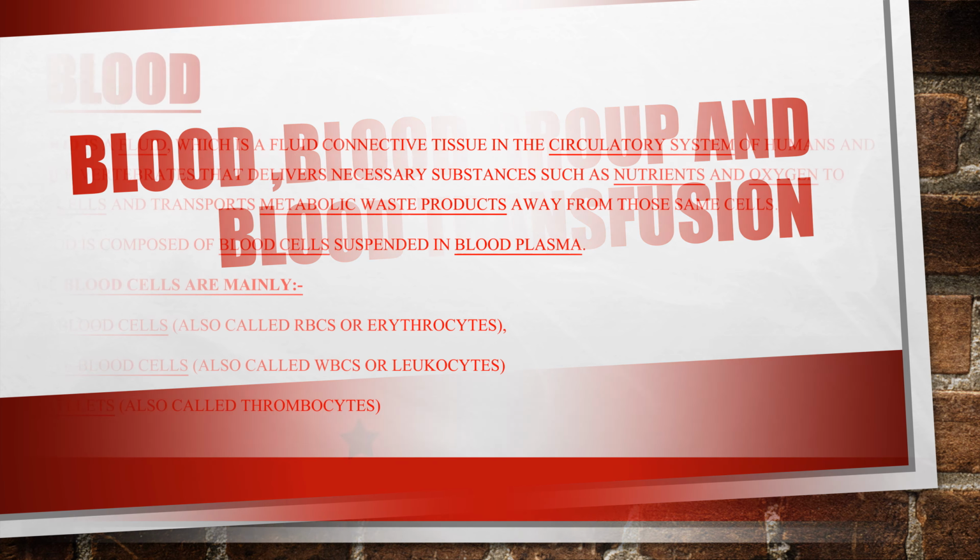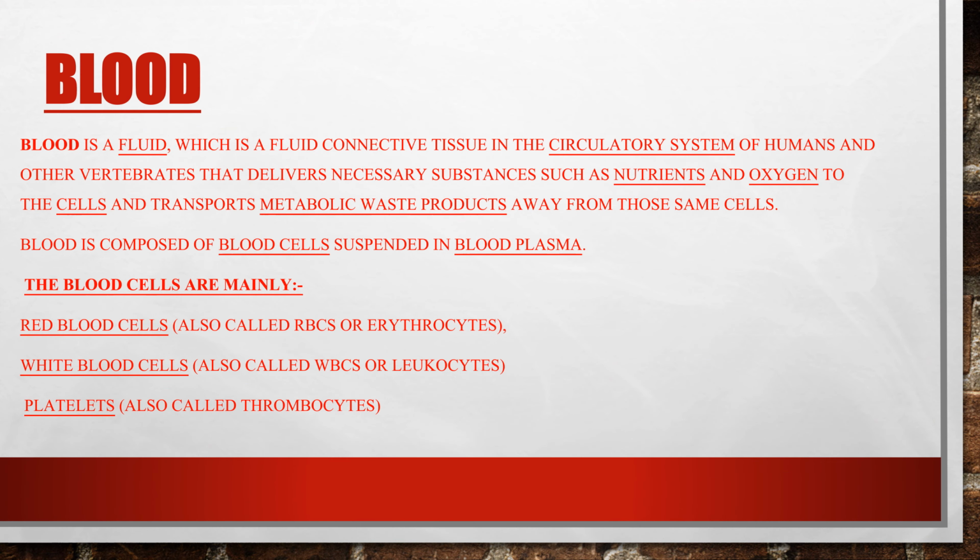What is blood? Blood is a fluid. We all know it is a fluid. It is actually a fluid connective tissue in the circulatory system of humans and other vertebrates that delivers necessary substances such as nutrients and oxygen to the cells. And what else does it do? It transports metabolic waste products away from the same cells. So, you understood? Okay. Blood is made up of two parts, plasma and the blood cells.